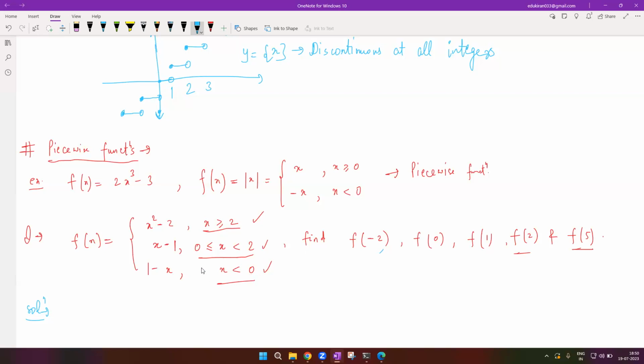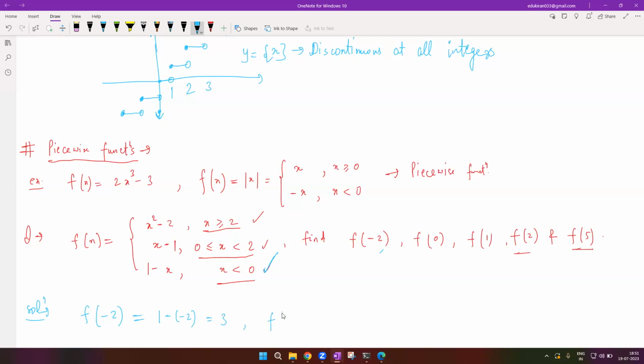Now if the value of x is -2, then this expression will be valid, this one. Why? Because whenever x is less than 0, the value of f(x) is 1 minus x, right? And whenever x has any value from 0 to 2, including 0, excluding 2, then I will choose this expression for my calculation. And similarly, whenever I have any value of x greater than or equal to 2, then I will choose this expression to find out the value. So to find out f(-2), I will choose this expression, 1 minus (-2). The value would be 3.